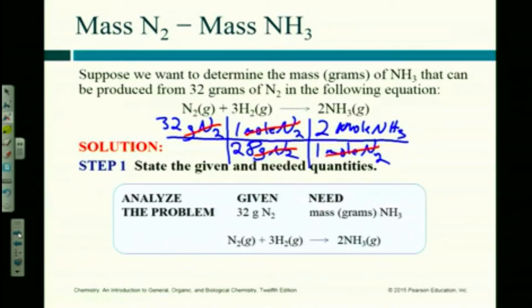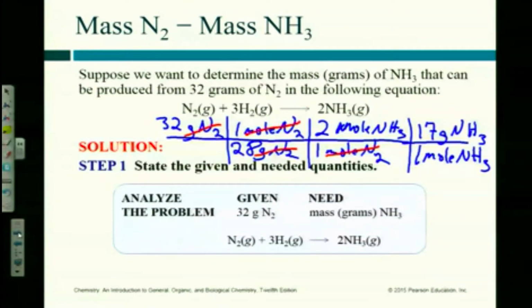But I'm not finished yet, am I? It says how many grams of NH3. So how do I go from moles of NH3 to grams? 1 mole of NH3 is what? Where did I get the 17 from? Added them up, right? Nitrogen's 14, and each hydrogen is 1. 14 plus 3 gives me 17.